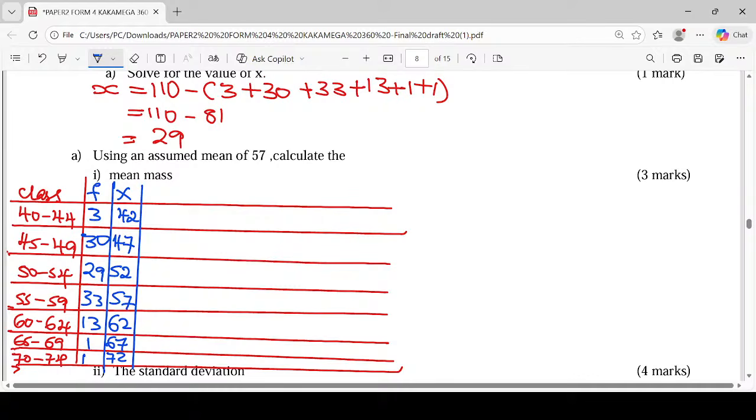Then after this, we are going to populate our d, which is given by x minus A. So if x is 42 and A is 57, 42 minus 57 is going to be negative 3. Sorry, this is wrong. 42 minus 57 is negative 15.